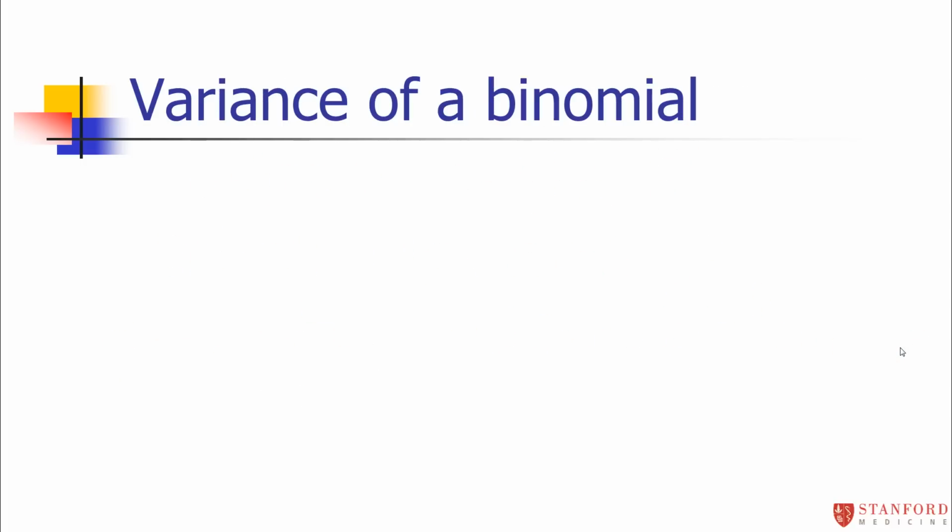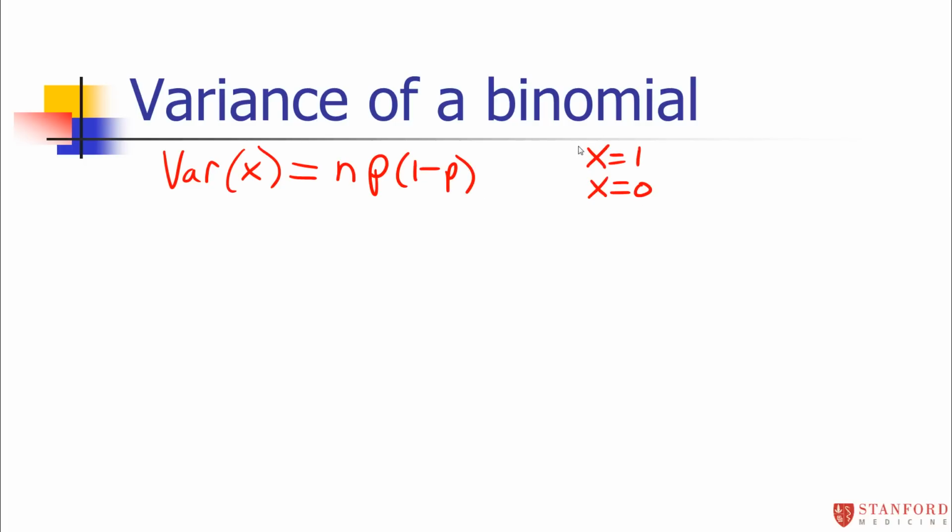So that's the proof of the expected value. The proof for the variance is just slightly more tricky, but not really much different than the proof for expected value. So what's the variance of x? I told you the variance of x, if x is a binomial, is n times p times 1 minus p. Again, we're going to prove this by starting with just a single trial. What's the variance for one trial? So again, for one trial, x can either be 1 with probability p or 0 with probability 1 minus p.